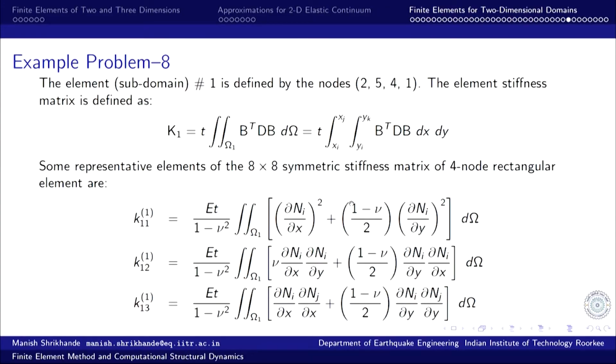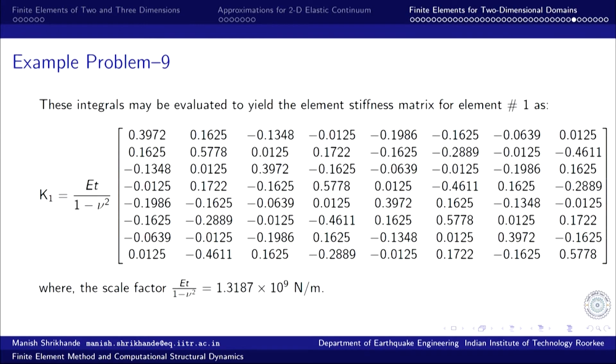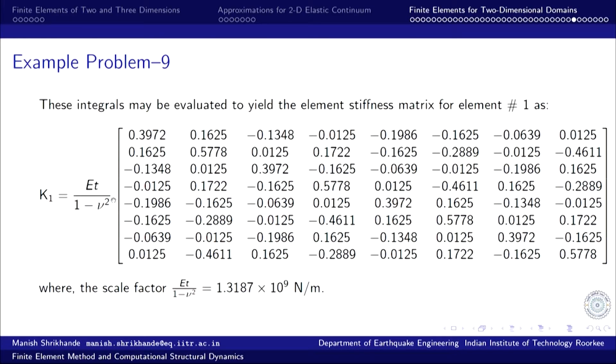They can be evaluated. These are linear functions of x and y, and the definite integral can be evaluated, and this is the final integral, the stiffness matrix that we have for element number 1. This scaling factor is based on the Young's modulus, the thickness T of the element, and Poisson's ratio nu square.